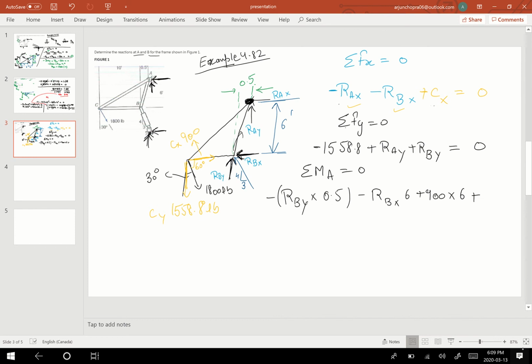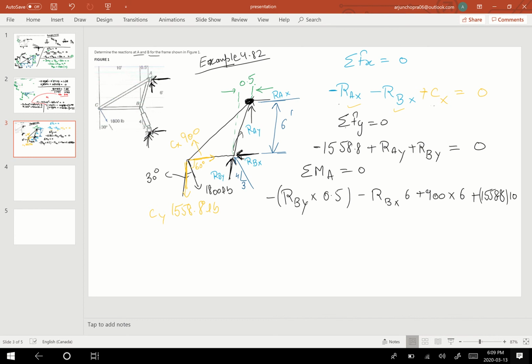Cy is 1558.8 times, I'm going to erase this so that I have space, times what value? I will multiply it by which distance? This distance. Is this distance given to me? Yeah, this is given to me, which is 10 inches.